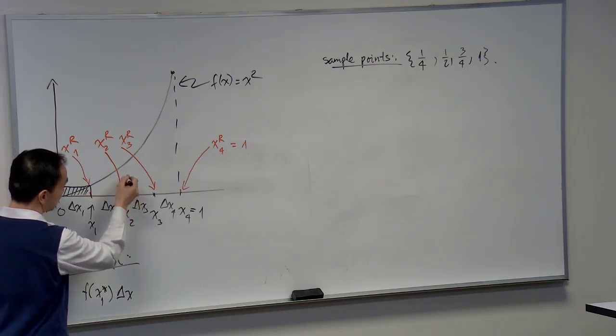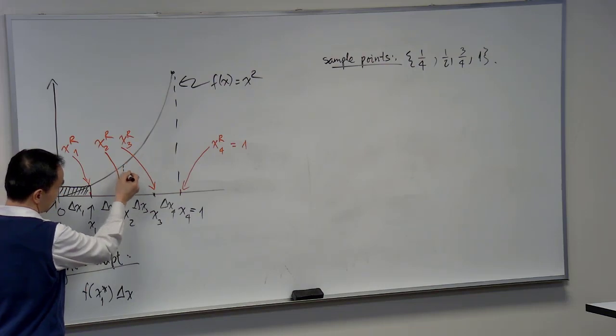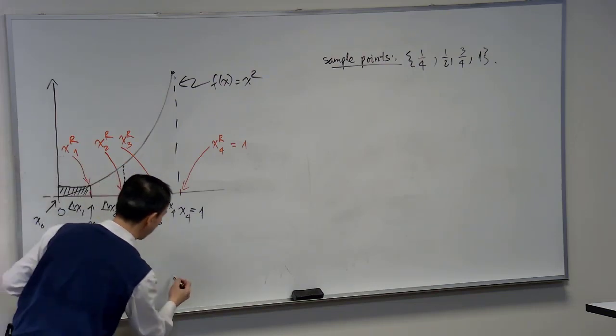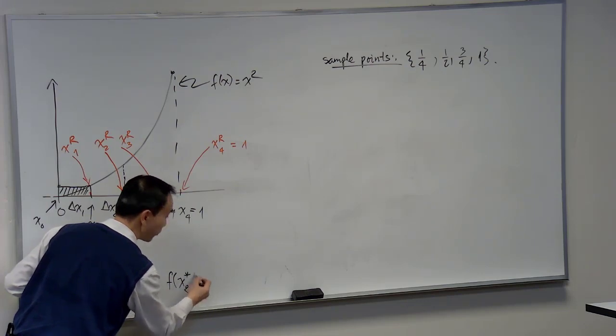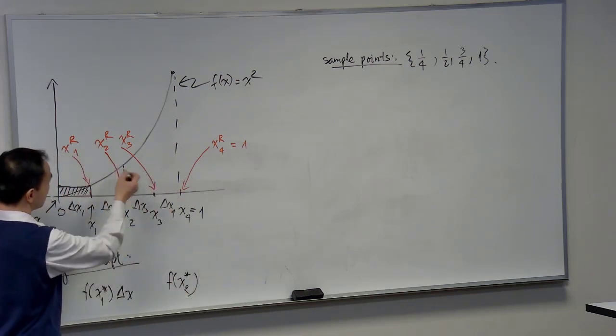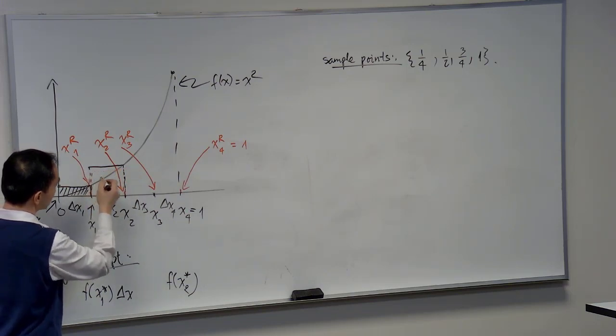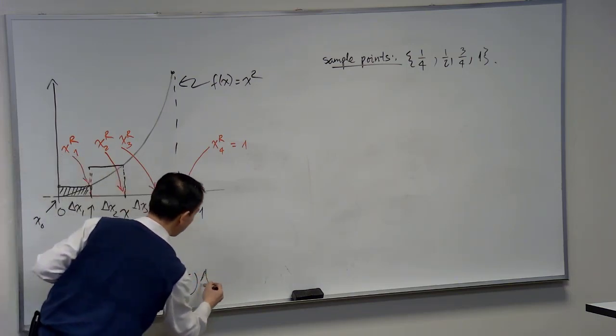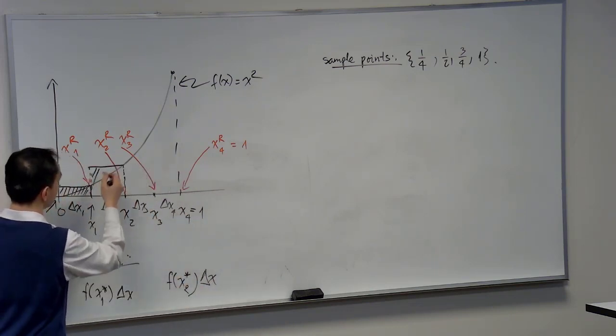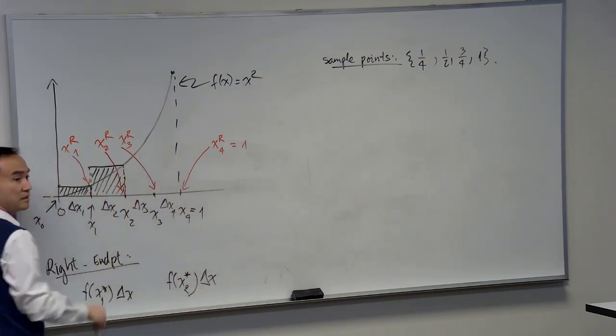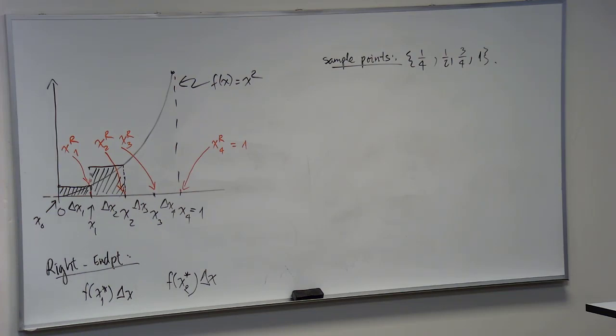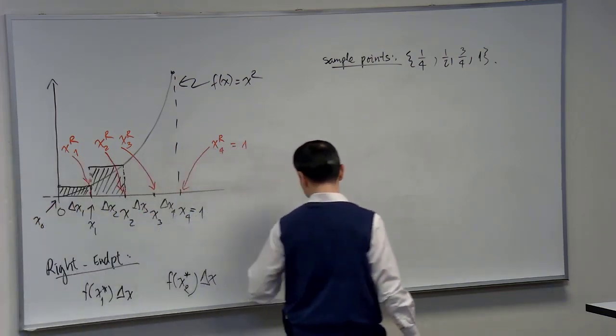Again, it gives us the height right here, because that's what f, the function evaluated at the sample point in the second interval, is all about. Multiplying with delta x, what do we end up with? A rectangle area again. See that? For that specific little area, that little rectangle.